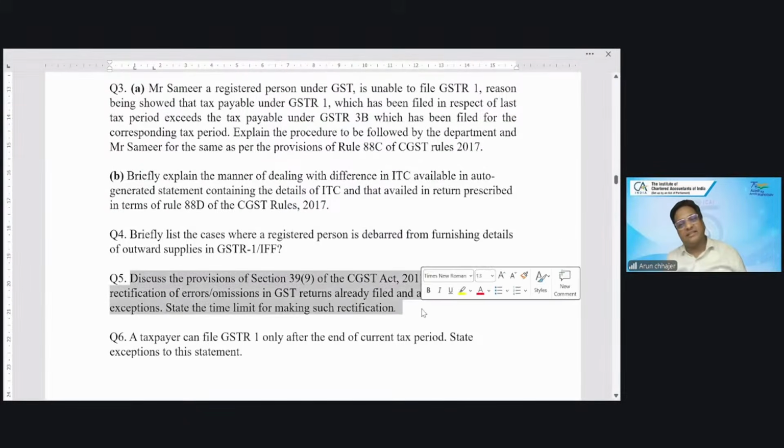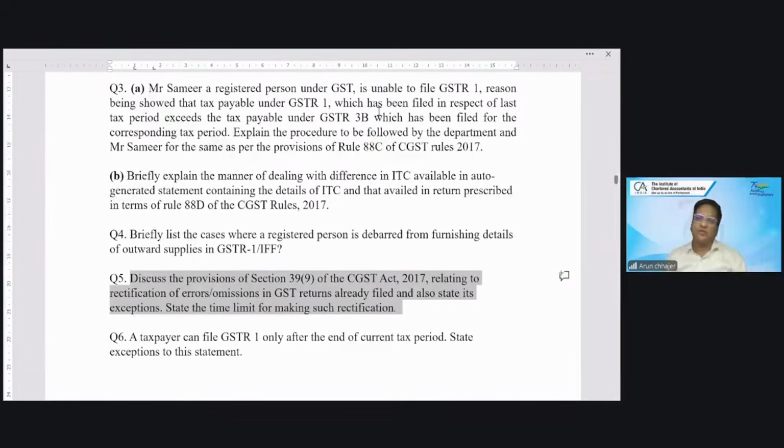Discuss the provision of 39(9) relating to rectification. That is okay. I will share all theory questions with you.